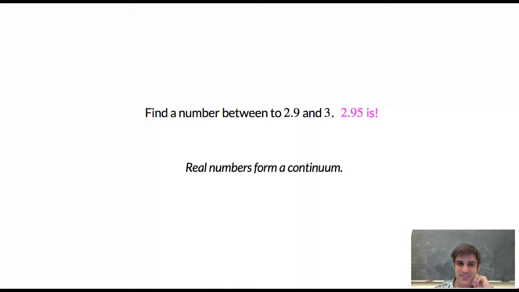So the nice thing about this is that real numbers form a continuum. Between any two numbers, so between 2.9 and 3, there's another number. In fact, there's uncountably infinite numbers. I'm not going to really go into that, but there's quite a lot of numbers in between 2.9 and 3. And even once we take 2.95 and we're looking at numbers between 2.95 and 3, there's still a lot of numbers in between them. So they form this nice continuum. So that's kind of convenient.